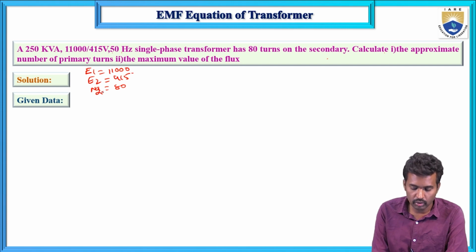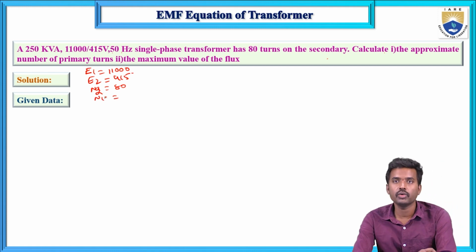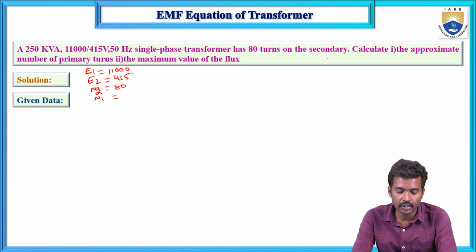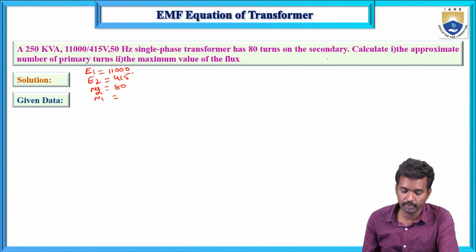Sorry, N2 equals 80 and calculate N1. So E1 by N1 equals E2 by N2. From that formula you can calculate the primary number of turns, and the same thing, the flux formula from the previous problem.